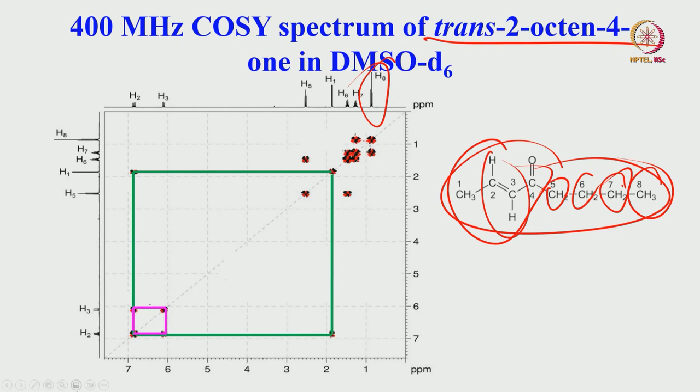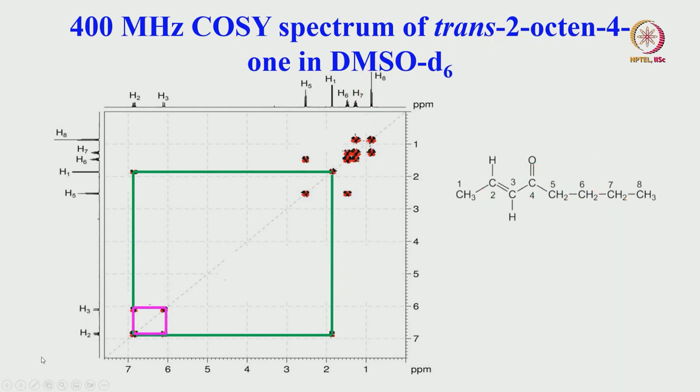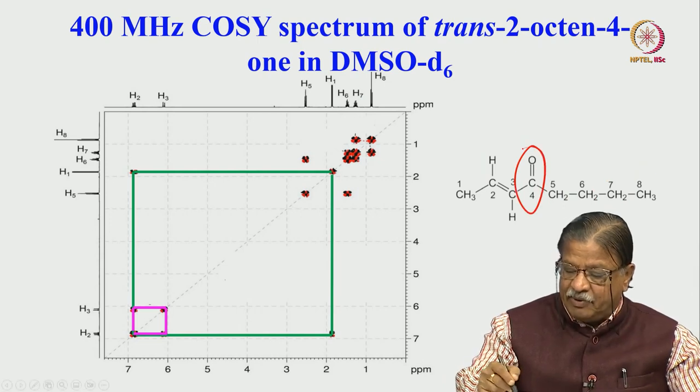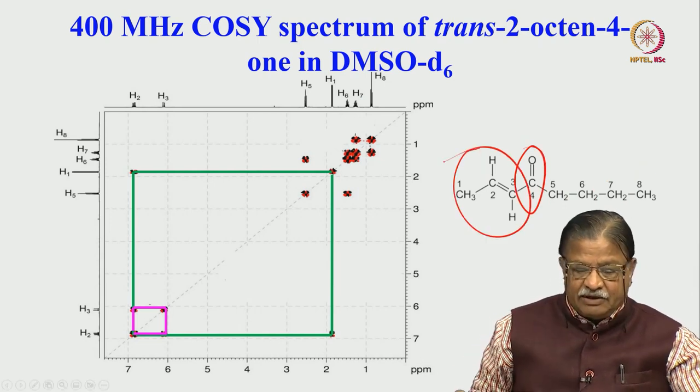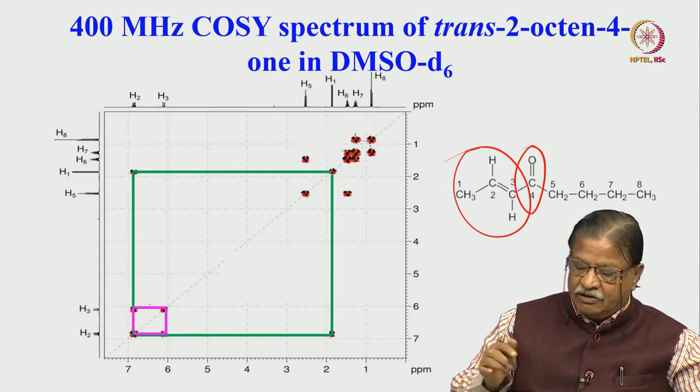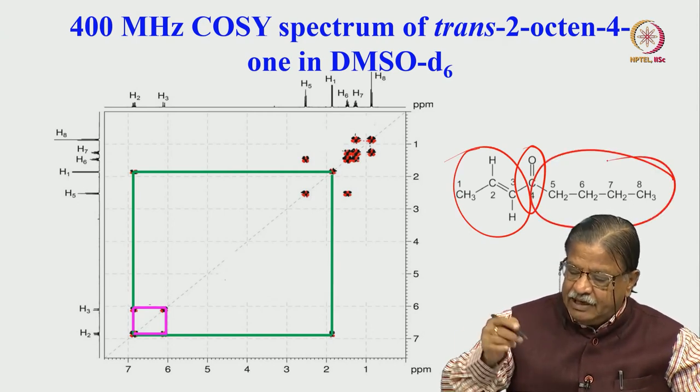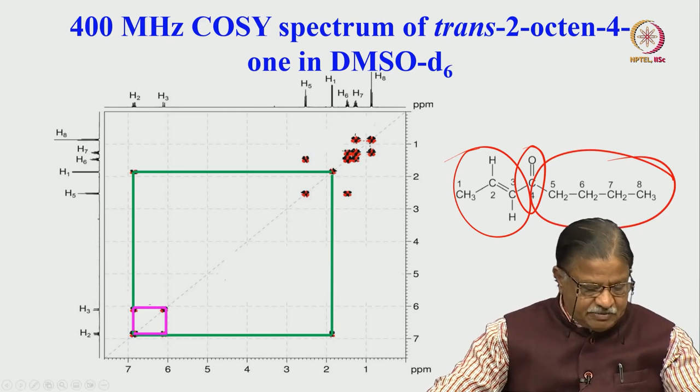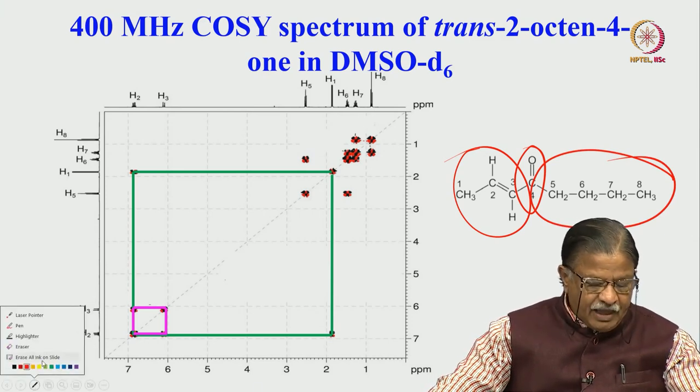Because this is an isolated pair, an isolated spin system. You can see there is a lot of separation, with the CO in between, and there is no coupling between this and this. So they are all forming an isolated pair. 1, 2 and 3 are an isolated pair spin system, and this is another spin system. There are two spin systems here, which COSY will easily identify.